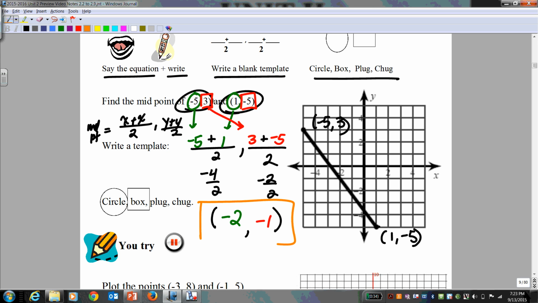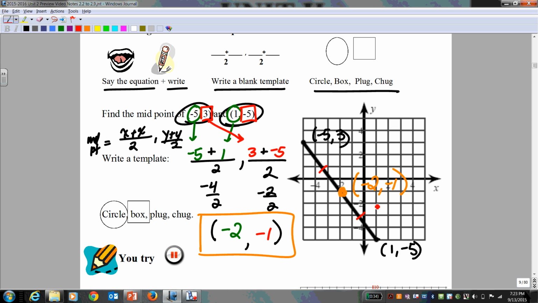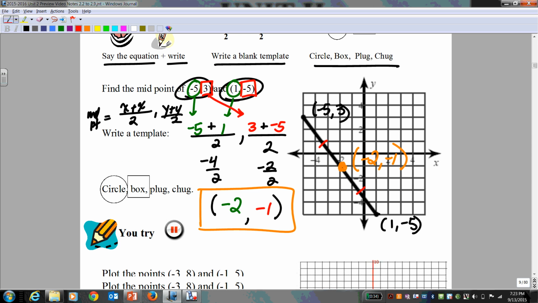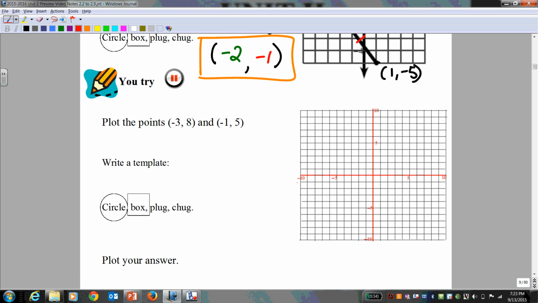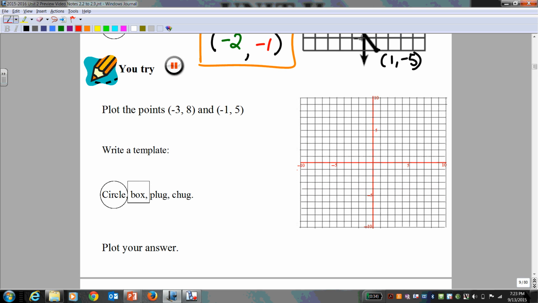And then visually plot and check. Lo and behold, yes, it looks like the midpoint. So you're going to put little hatch marks on either side to say those two pieces are equal. Again, I want you to say and write the equation, write a blank template, circle, box, plug, chug. Do this on your own. Pause.